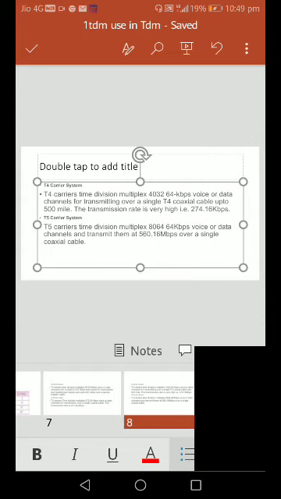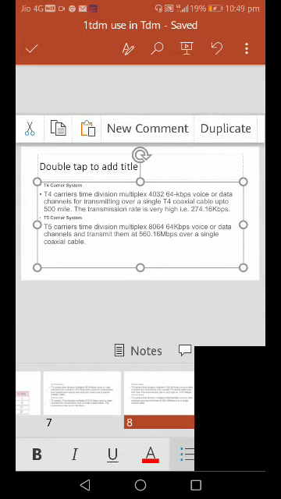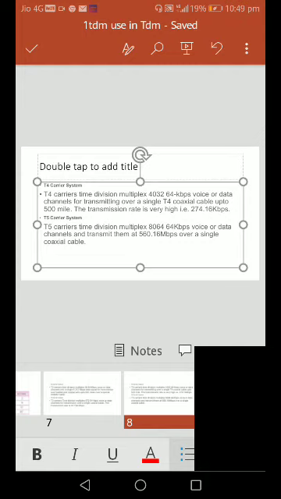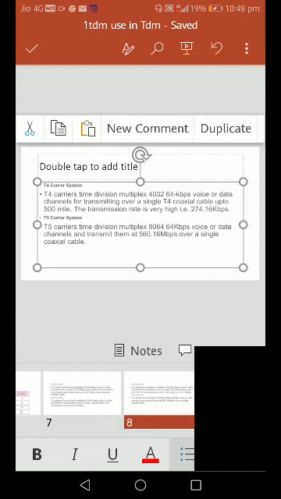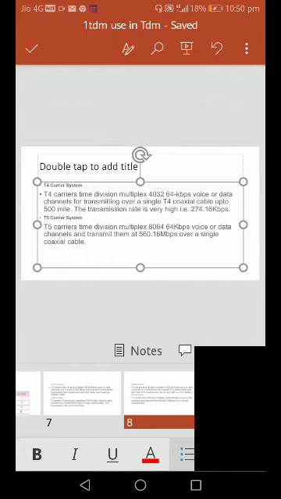We have to transmit, and the coaxial cable can be used. The quality of the voice signals and the quality of the data can be maintained, with good quality of images and voice signals. This is the best way to utilize time division multiplexing, with voice signals and data channels transmitted over a single coaxial cable.